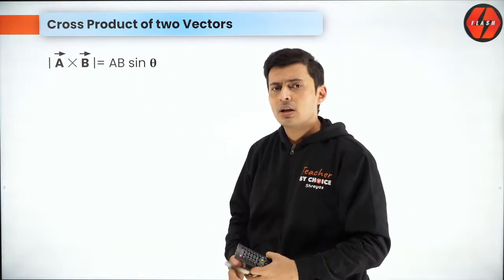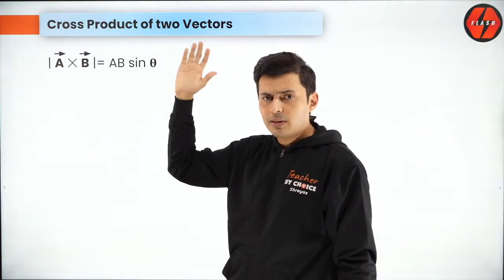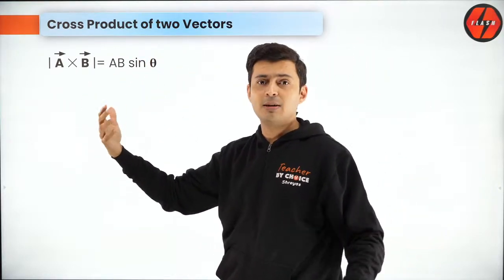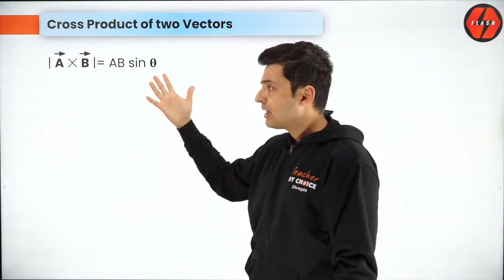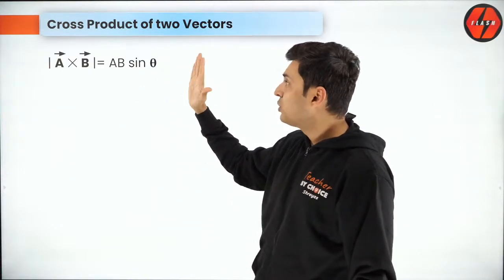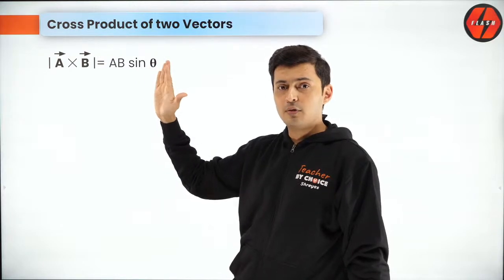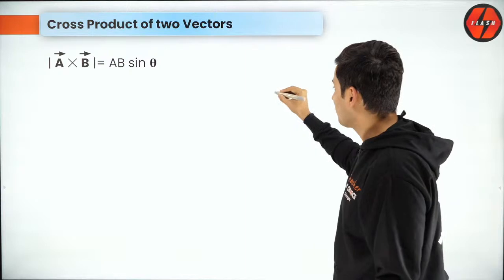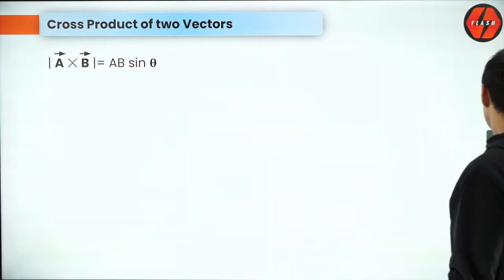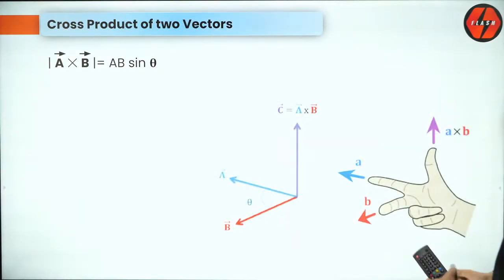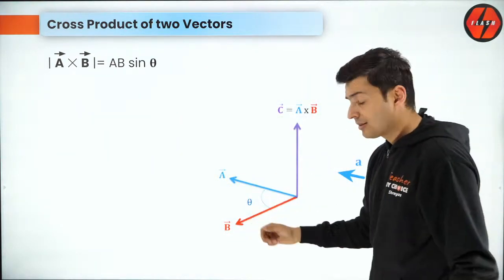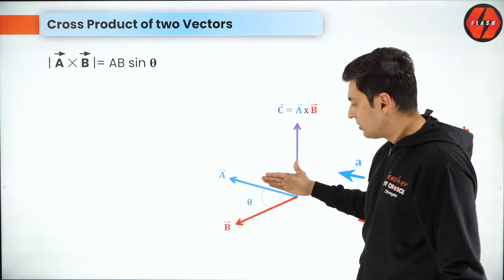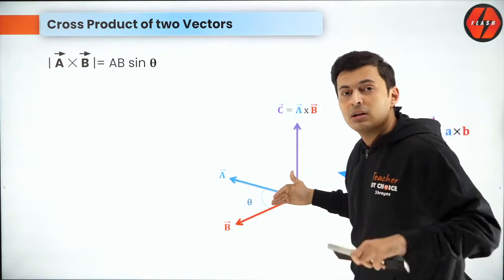Very simple. Everybody use your right hand. I hope everybody has their right hands with them. If you are holding your phone using your right hand, please switch it over to the left hand. Use your right hand and use these four fingers. Let's say this is the A vector, this is the B vector. Put these four fingers in the direction of A. Then slowly move them towards B.